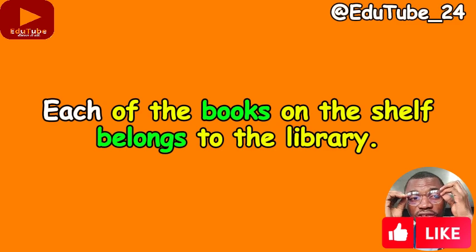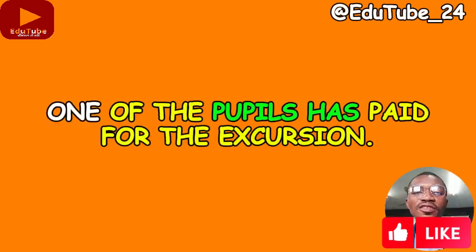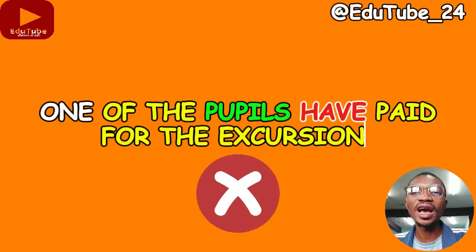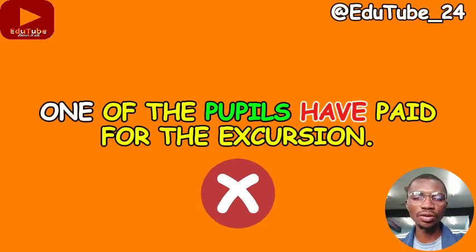And the third example says that one of the pupils has paid for the excursion. One of the pupils means a group of pupils, or one of them. So pupils is a plural noun, and then the verb that comes after it, has, is a singular verb. So one of the pupils has paid for the excursion. It would be wrong to say one of the pupils have paid. That's wrong, bad English.